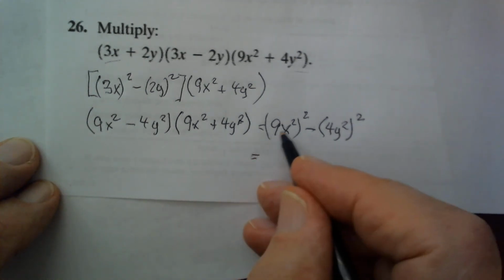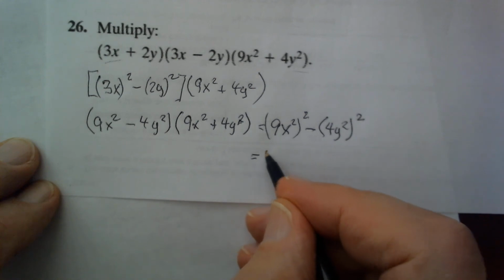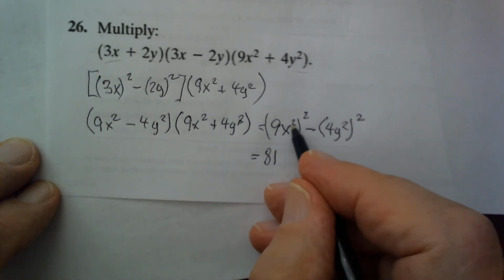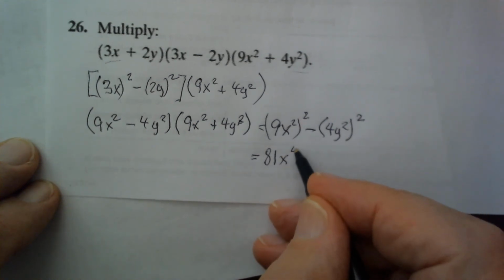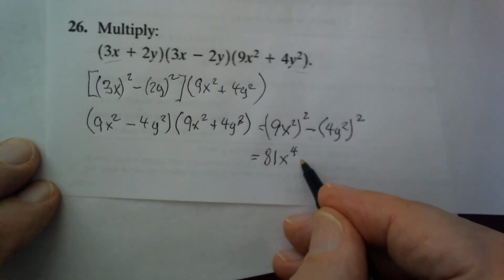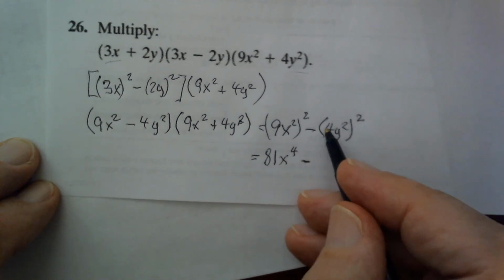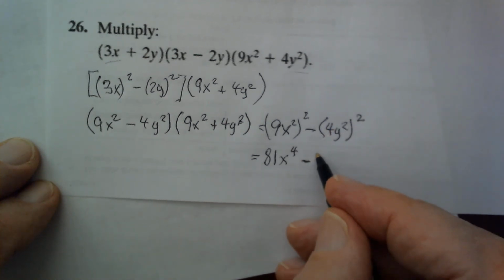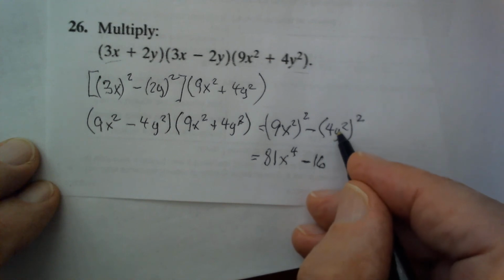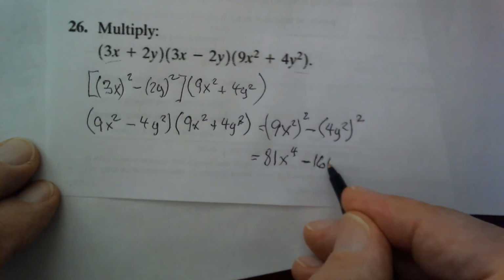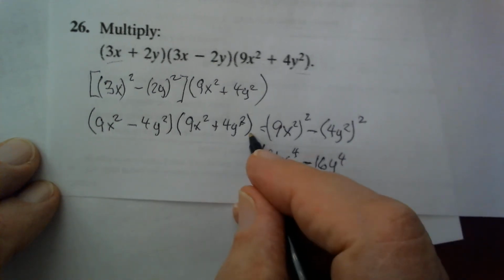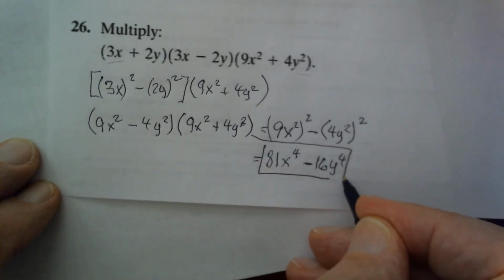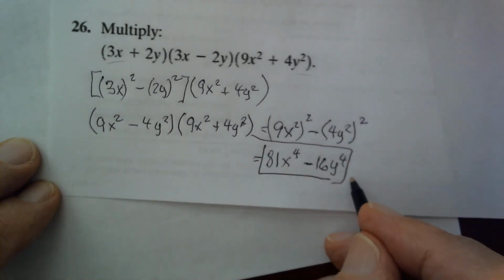And so we square 9, which would be 81. And when we raise x squared to the second power, we multiply the exponents, it becomes an x to the fourth. Minus, and here we square the 4, it becomes 16, and y squared to the second power means y to the fourth power. So that would be the answer to exercise number 26.